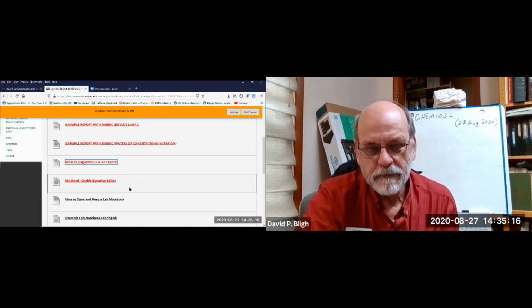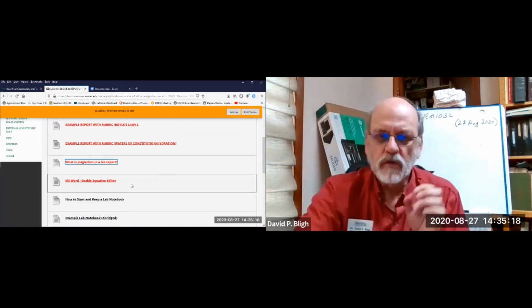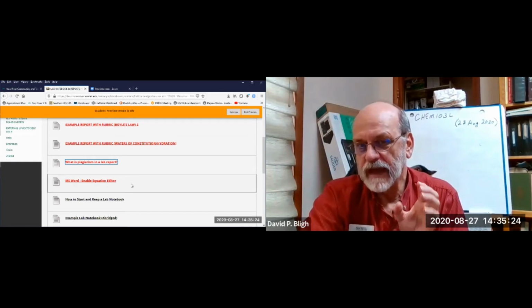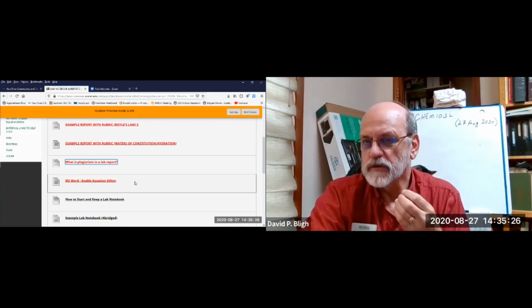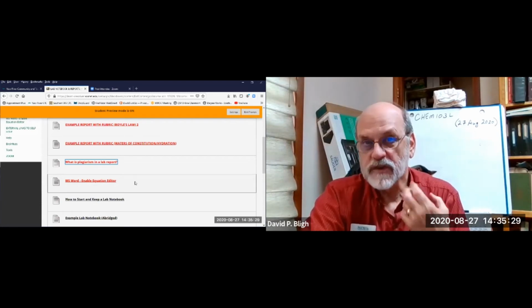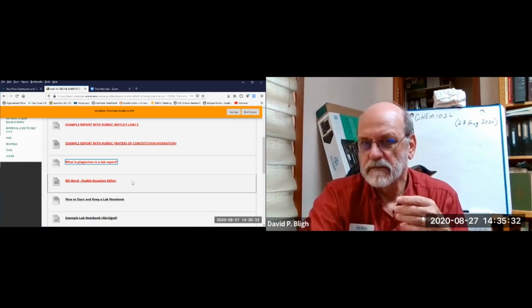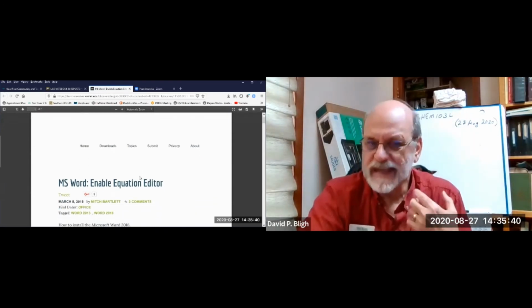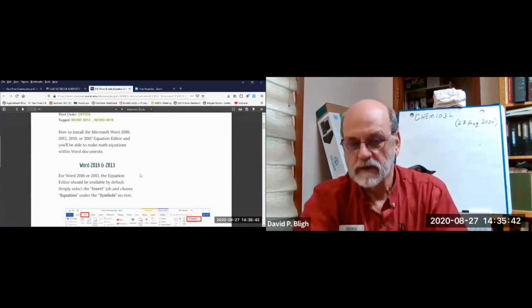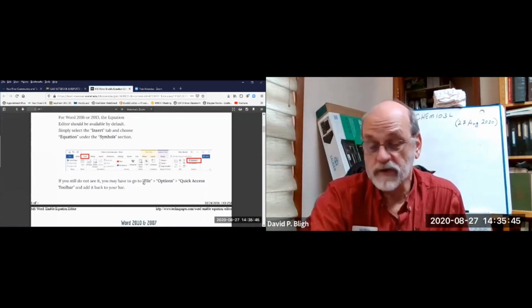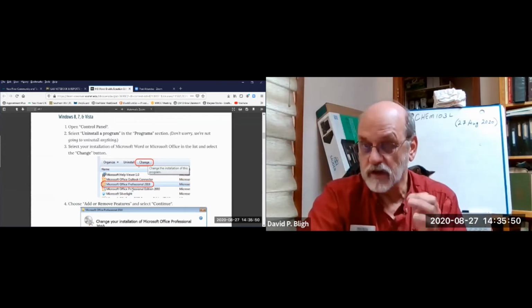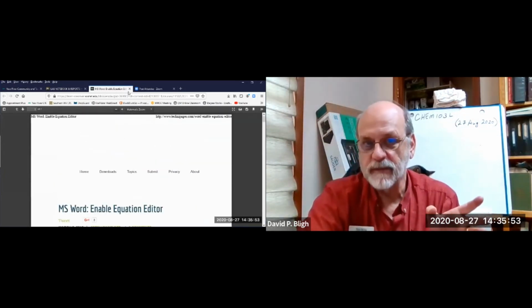Let's see. Now, when you're writing your lab reports, sometimes you might need to incorporate an equation or use special symbols or subscripts, superscripts, that type of thing. Microsoft Word has an equation editor built in, but this shows you it's usually not enabled when you first install Word or Microsoft Office. And this shows you how to enable it so it'll be available to you when you're writing your report. Okay, that's all that's about.